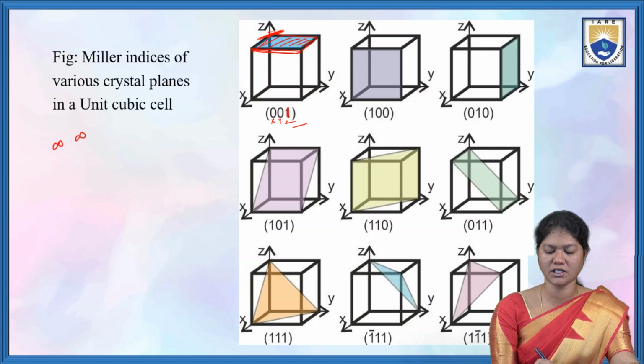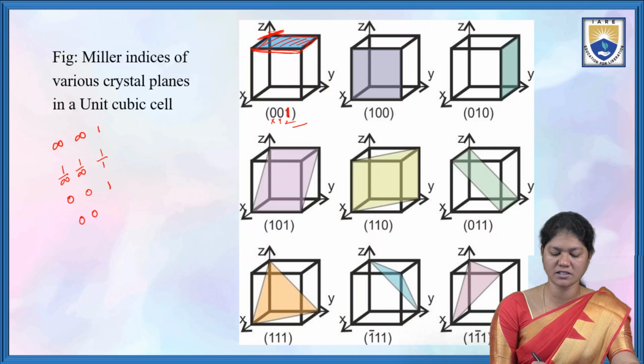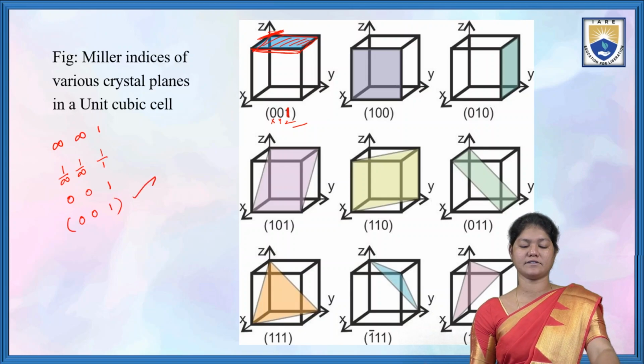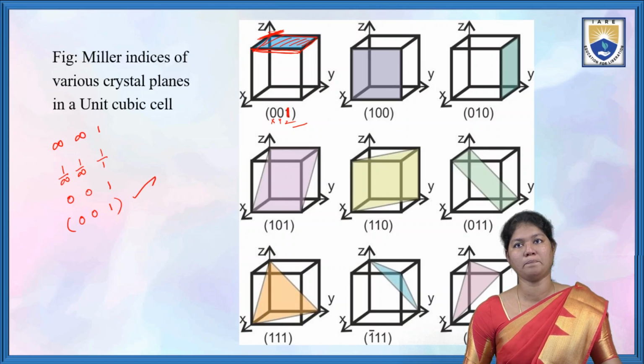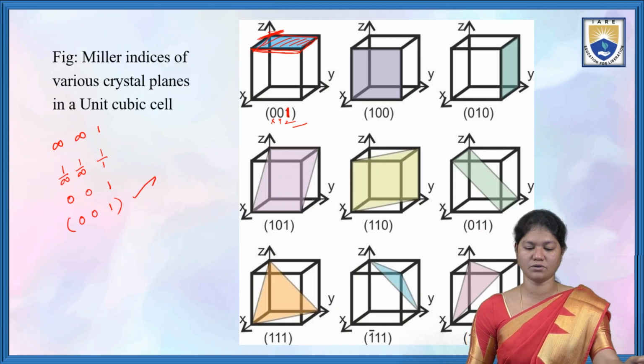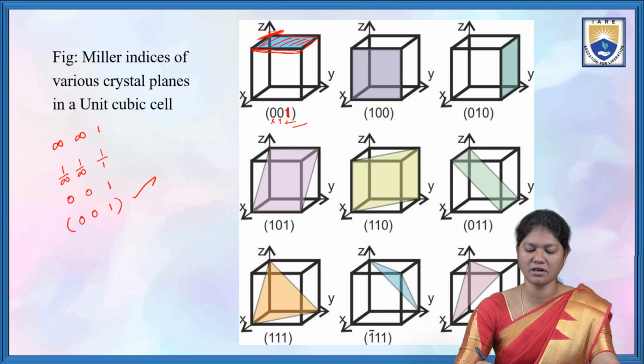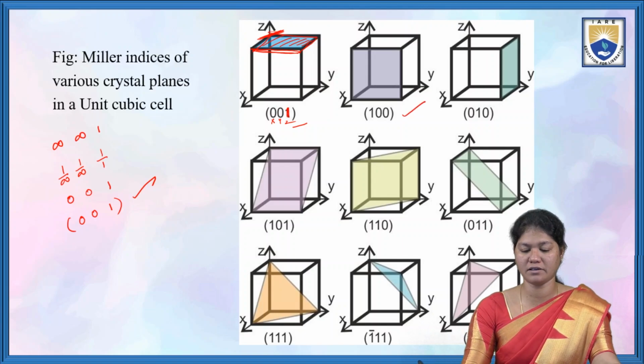So we write infinity, infinity, 1. Here we take the reciprocal: 1 by infinity, 1 by infinity, 1 by 1. So it will be 001. Representing in parenthesis shows the Miller indices. This is the step to find the Miller indices. Like the same, here in the second diagram.